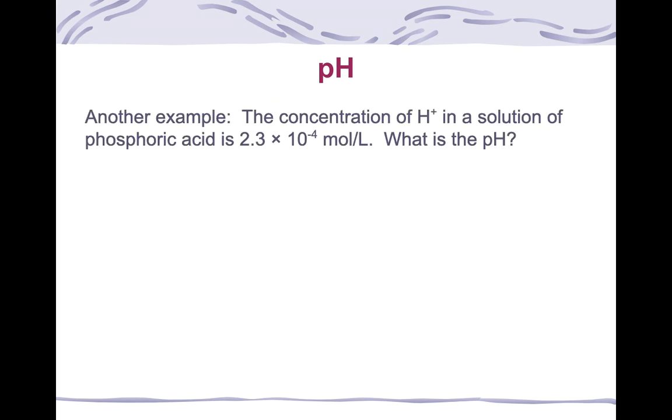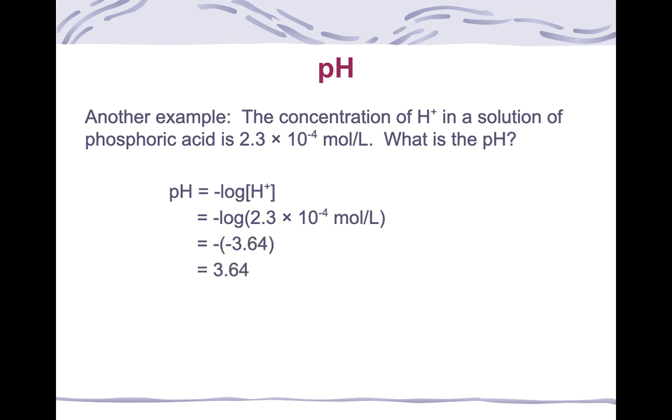Here's another example. The concentration of hydrogen ions in a solution of phosphoric acid is 2.3 times 10 to the negative 4 moles per liter. What is the pH? You use the equation, you take the negative log of that 2.3 times 10 to the negative 4. And when you put that into the calculator, you end up with an answer of 3.64. And again, because the concentration has 2 significant figures, our pH has to have 2 decimal places.